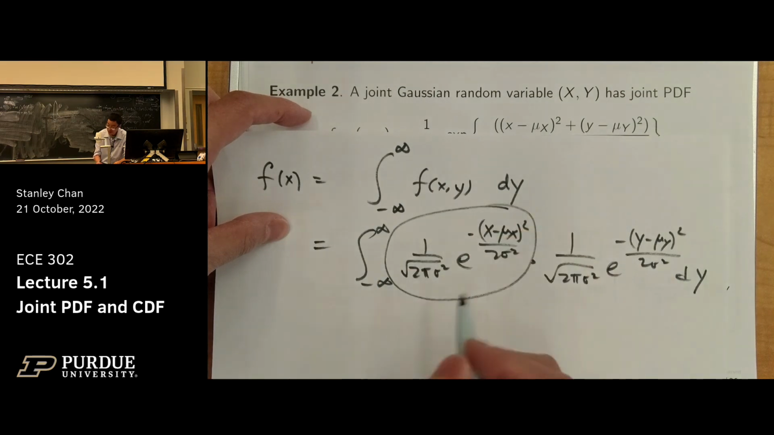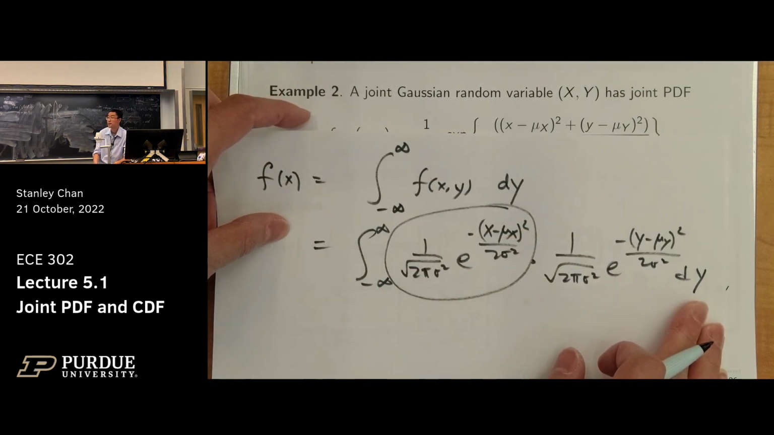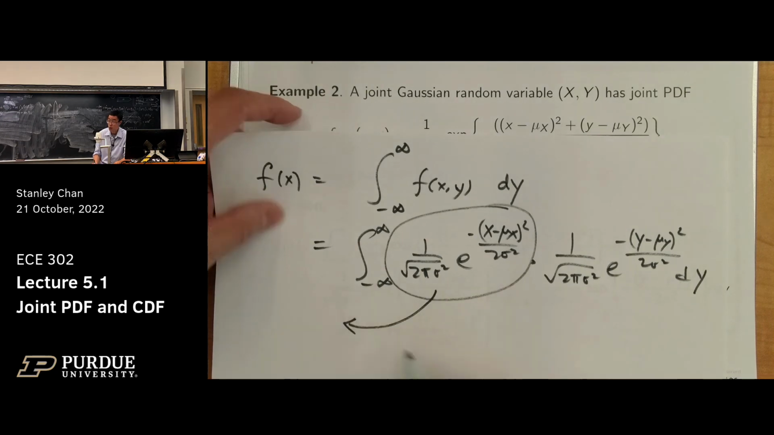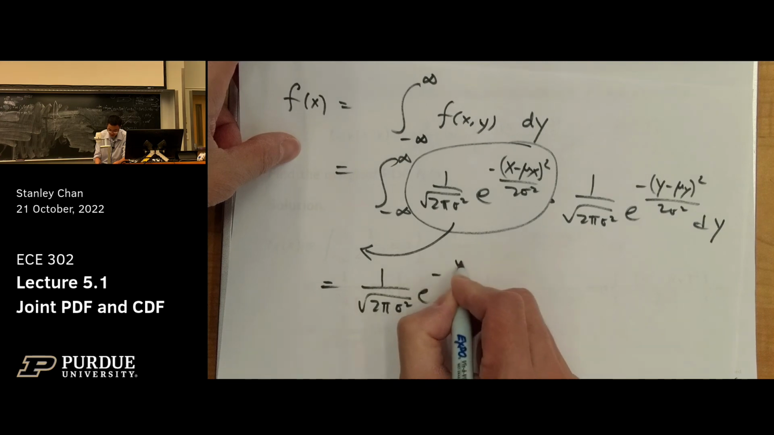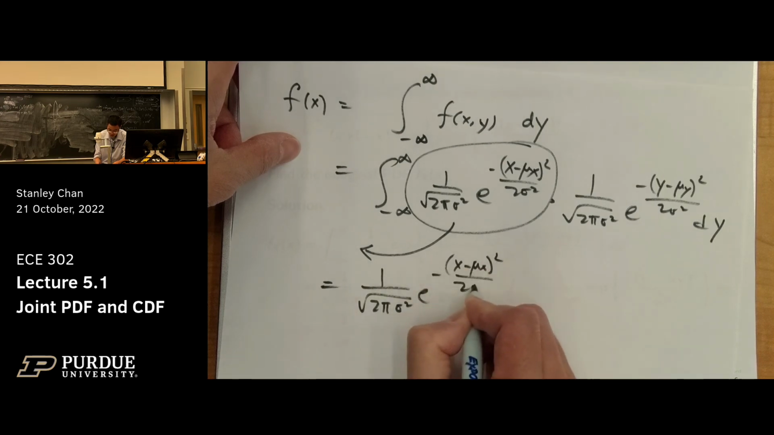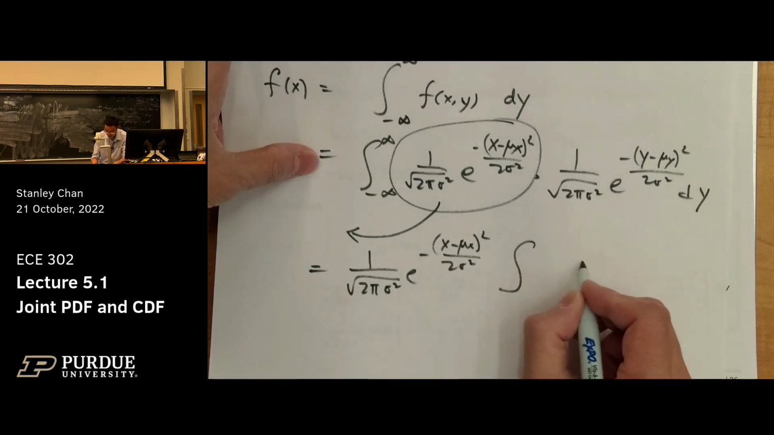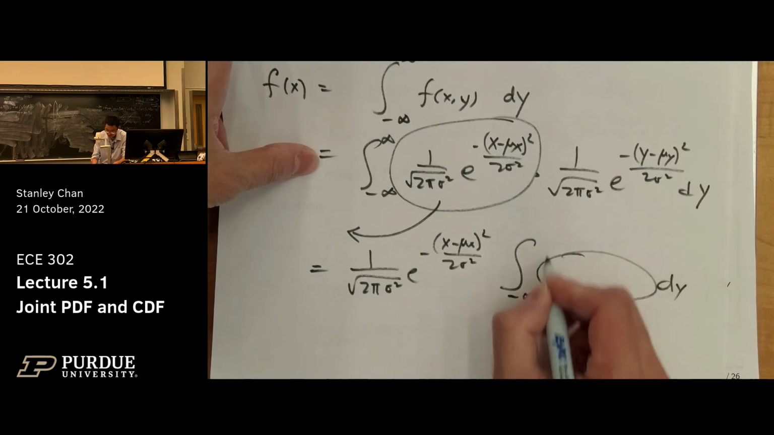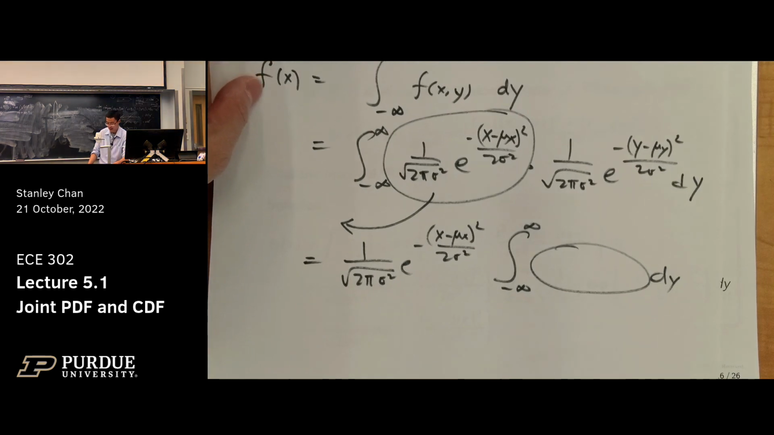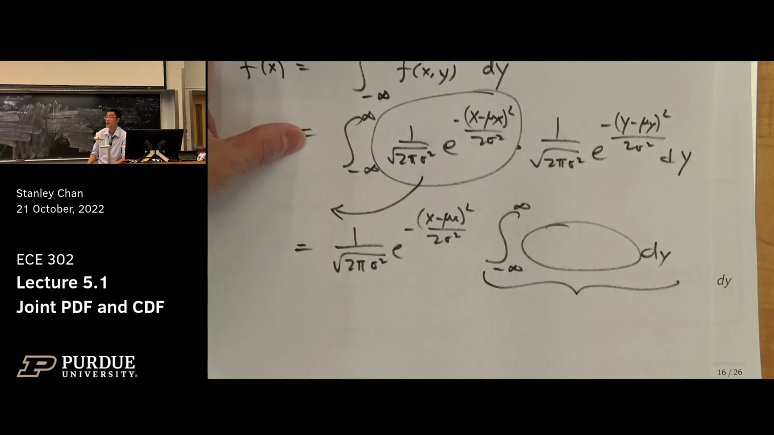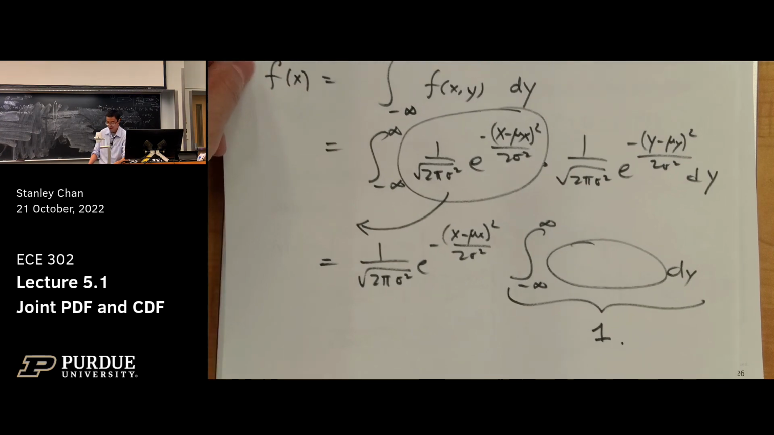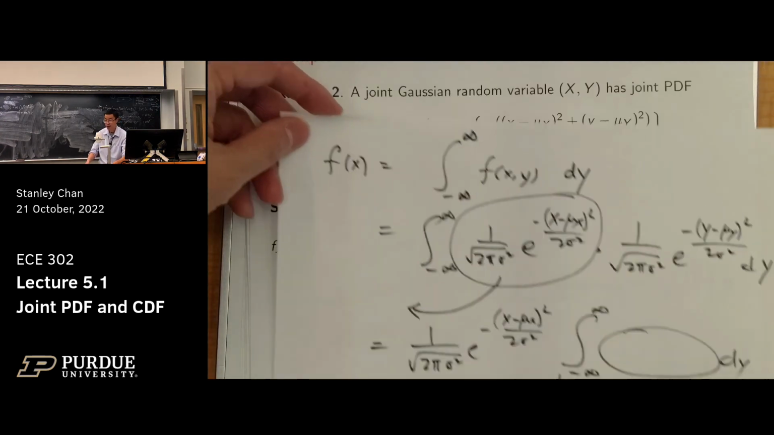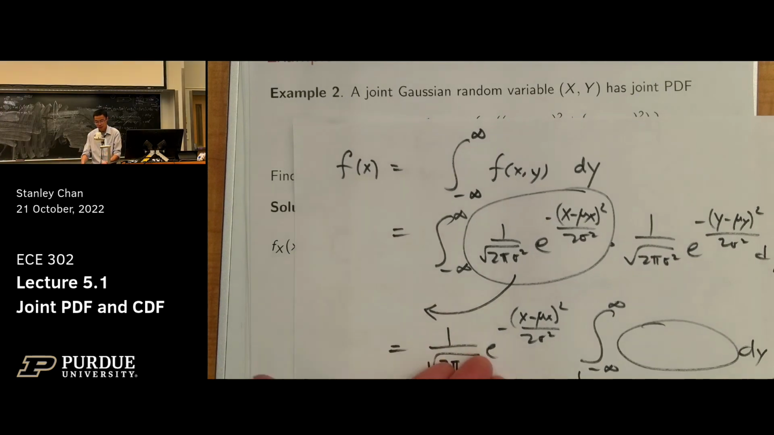Gentlemen and ladies, this one has nothing to do with your dy. You can just pull it out. So you have 1 over root 2 pi sigma square, e to the minus (x minus mu x) squared divided by 2 sigma square. And then you have this ugly integration of whatever dy, minus infinity to infinity. And what is this? You're just integrating the PDF of Gaussian. That will just be 1. So life is not that bad. You get the result. So this is the marginal PDF of a Gaussian.